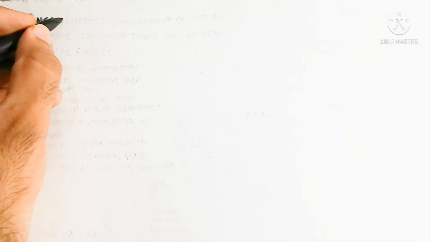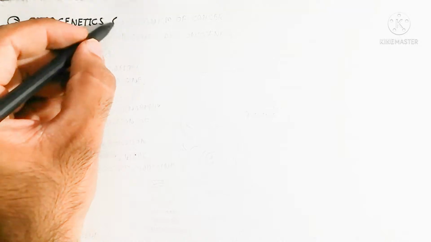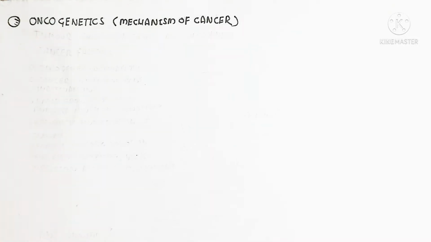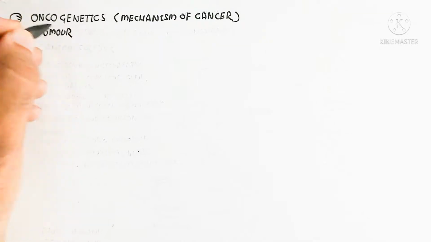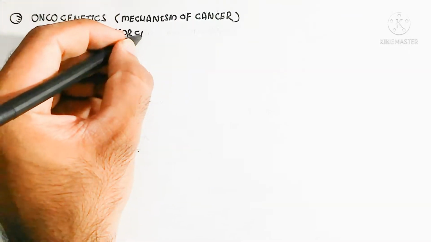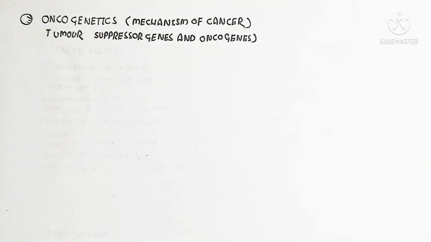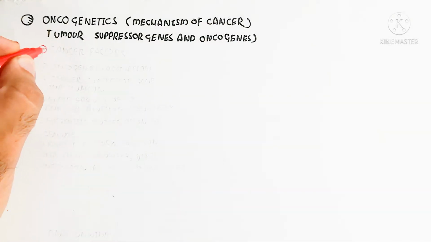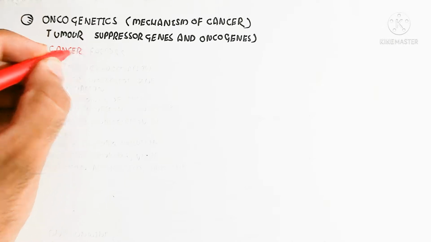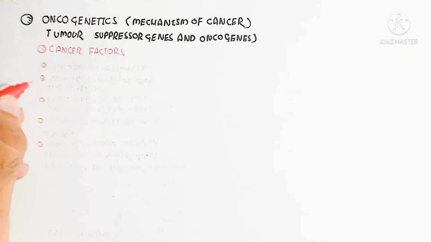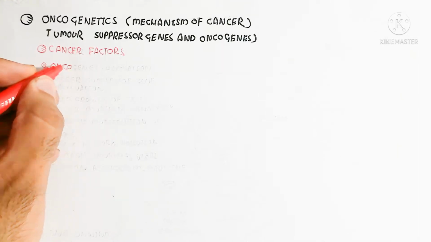Hello, in this video we will discuss oncogenetics. Oncogenetics is the mechanism of cancer, and we will also discuss the tumor suppressor gene, which leads to the suppression of the oncogene. The oncogene is suppressed by the tumor suppressor gene when it is activated. So the oncogene will be inhibited by the product of the tumor suppressor gene.